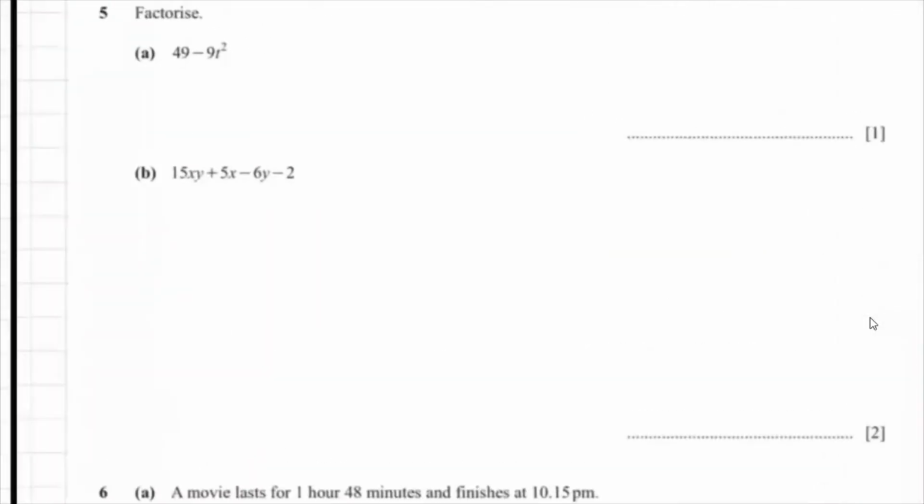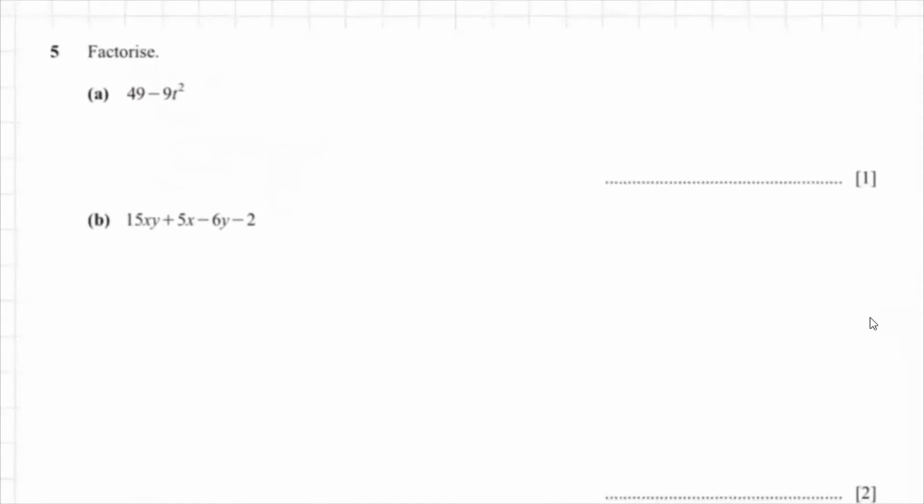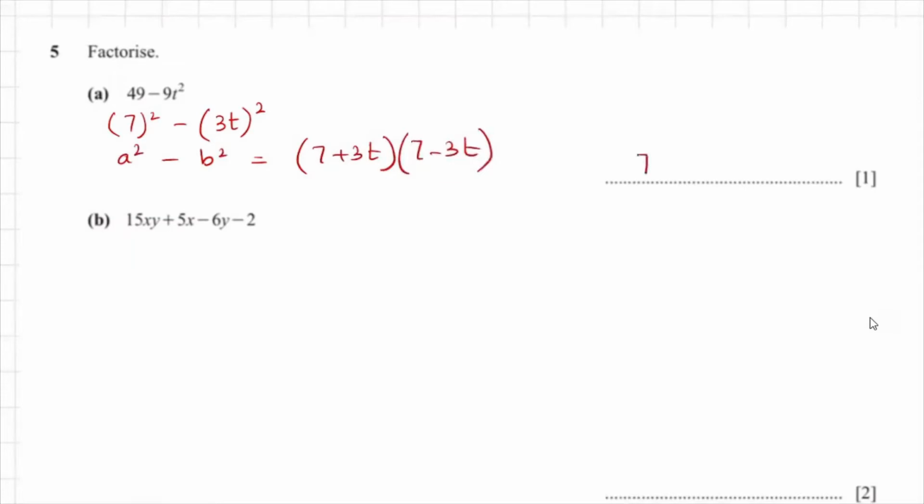Question number 5, factorize. Okay, this is the easiest one. 49 is the square of 7 and 9 is the square of 3. t squared is the square of t. So this is the third identity, which is a squared minus b squared, which can be written as a plus b and a minus b. So there you go, 7 plus 3t and 7 minus 3t.